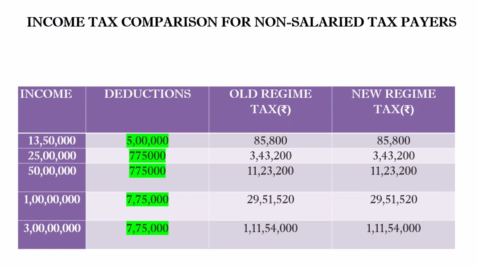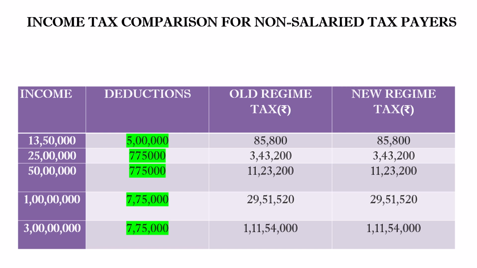Income tax comparison for non-salary taxpayers. The standard deduction of 50,000 and 75,000 is not available for these taxpayers, and excluding those deductions, the tax liability is calculated under both regimes. So, if your income is 13 lakh 50,000 and the deductions are 5 lakhs, then the tax liability is 85,800 under both regimes. In case of income 25 lakhs and deductions of 7 lakh 75,000, the tax liability is 3 lakh 43,200 under both regimes. And in case your income is 50 lakhs and the deductions are 7 lakh 75,000, 11 lakh 23,200 is the tax liability under both regimes.